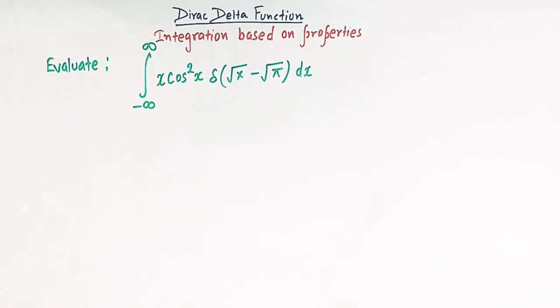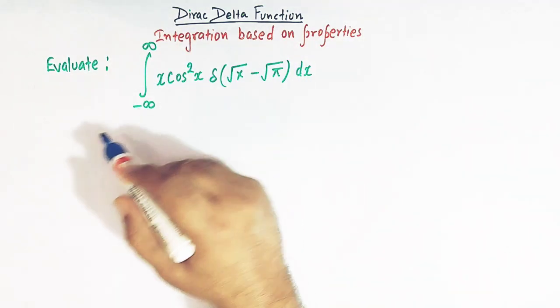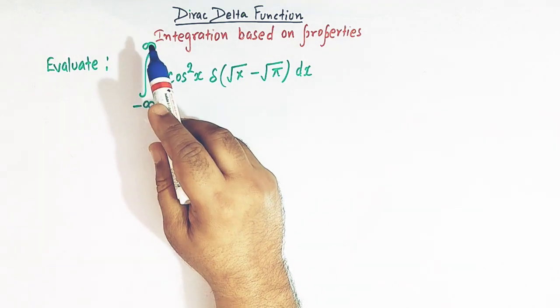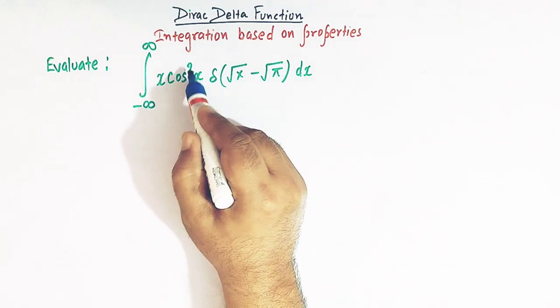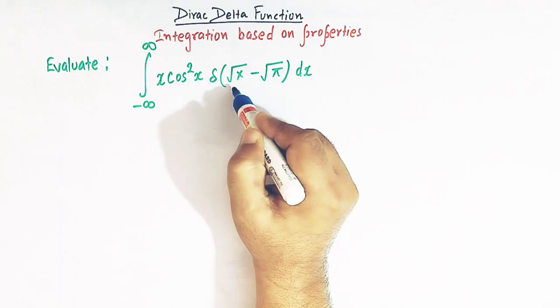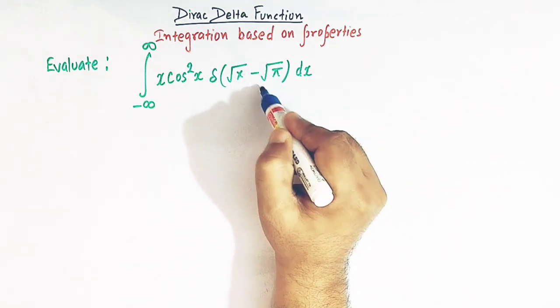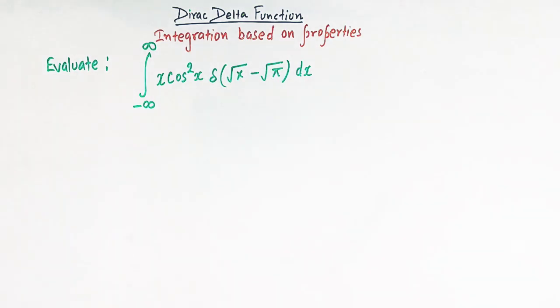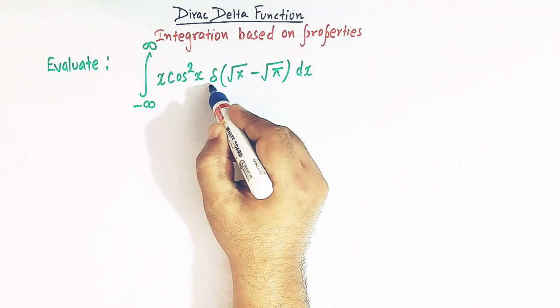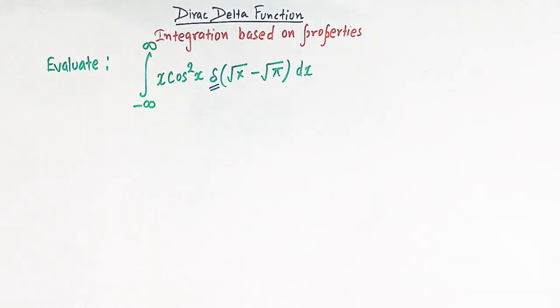Hello viewers, in today's class we are going to discuss one important integral based on the Dirac delta function. Here we have to evaluate this integral from minus infinity to infinity of x cos square x delta of square root of x minus square root of pi dx, where delta is the Dirac delta function.